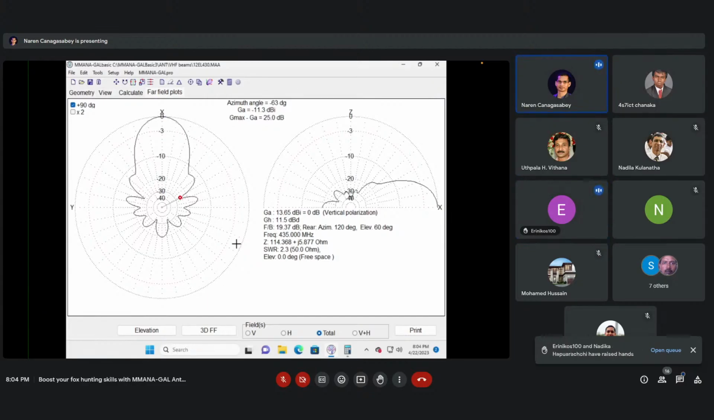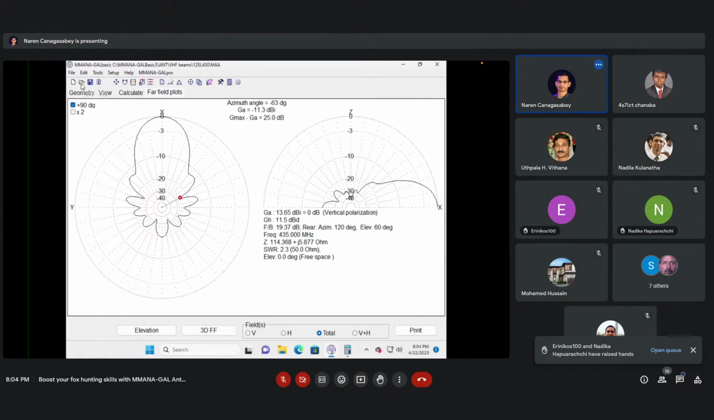Sorry to take up your time. I'm using my phone, so I've not been able to zoom in on figures. Did the Moxon have more front to back than the 4-element? It did, Ron. It did. Okay, thank you. No worries. Yes. Continue now. Thank you.